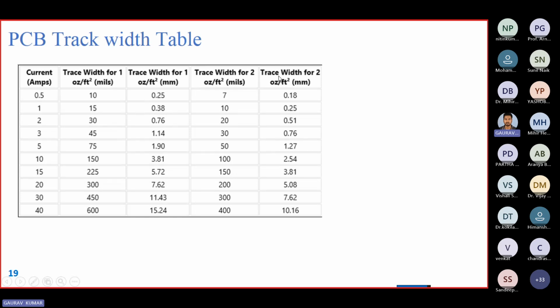And for 2 ounce per square foot copper clad PCB, you have to select according to current. These are the trace widths. Okay.